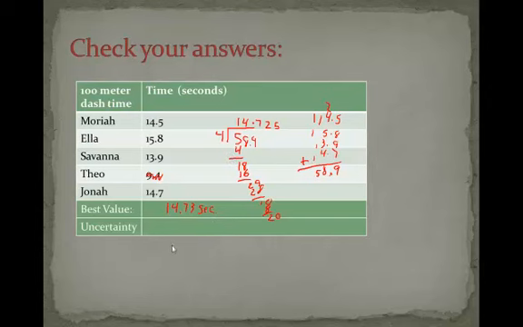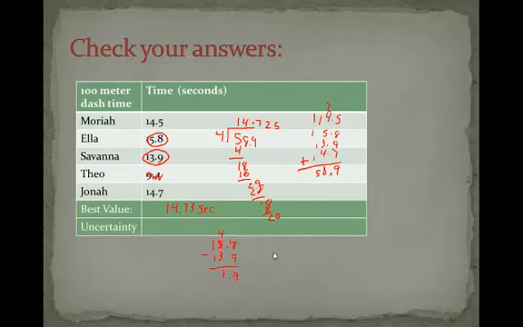Now again, uncertainty. Highest time minus lowest time, and then I want to divide that by 2. So my highest time was the 15.8 seconds run by Ella. My lowest time was the 13.9 seconds run by Savannah. So I want to take 15.8 minus 13.9. I have to make that a 4. 18 minus 9 is 9. And 4 minus 3 is 1. And 1 minus 1 is 0. So the difference between my highest and my lowest is 1.9 seconds.